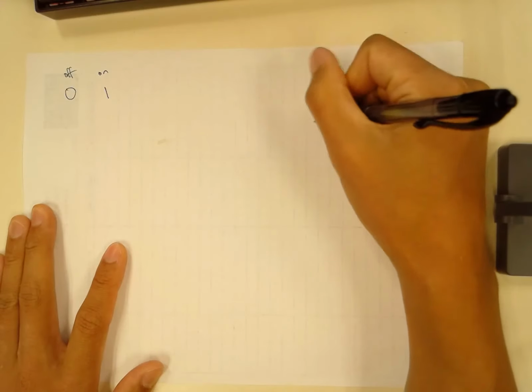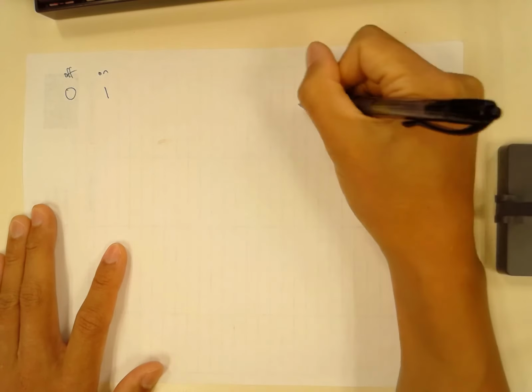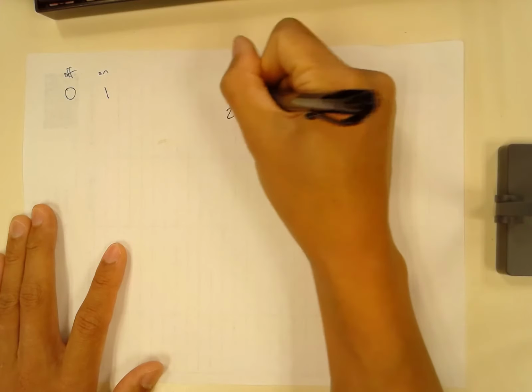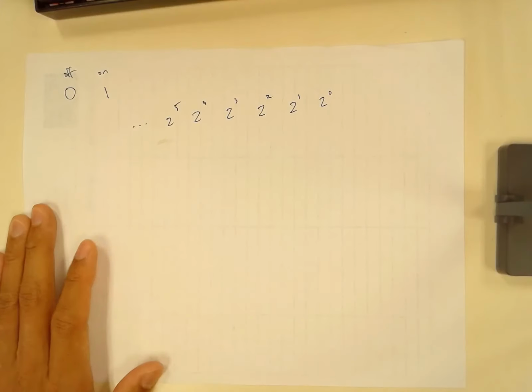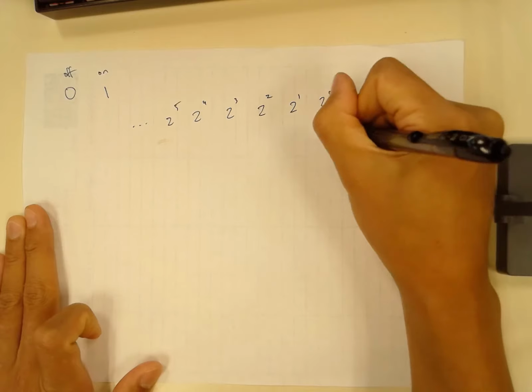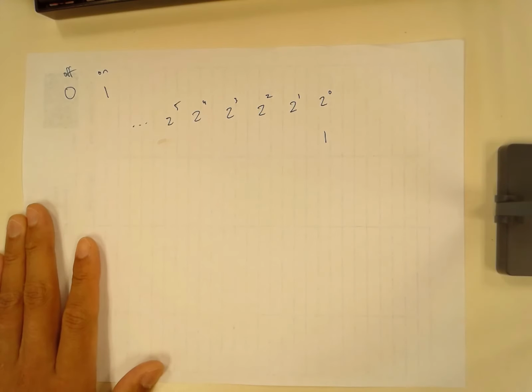So the first digit would be 2 to the 0. The second digit would be 2 to the 1. The next one would be 2 to the 2, 2 to the 3, 2 to the 4, 2 to the 5, and so on. And what is 2 to the 0? Well, you might say 0, but it is not. It is 1, right? Any number to the 0 power is 1.